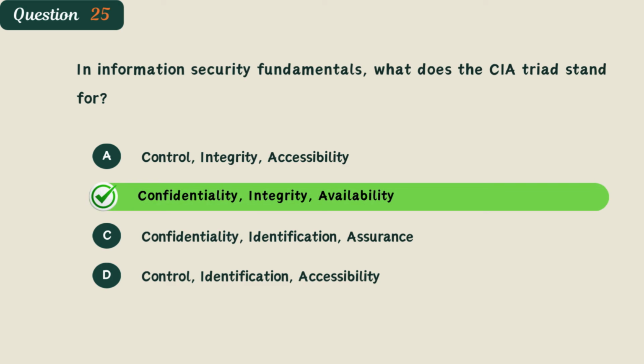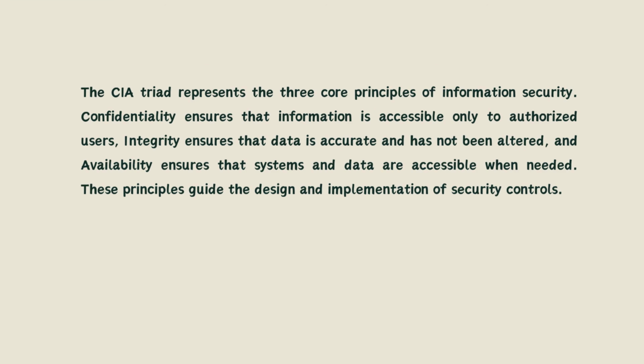Correct answer: B. Confidentiality, integrity, availability. The CIA triad represents the three core principles of information security. Confidentiality ensures that information is accessible only to authorized users. Integrity ensures that data is accurate and has not been altered. And availability ensures that systems and data are accessible when needed. These principles guide the design and implementation of security controls.